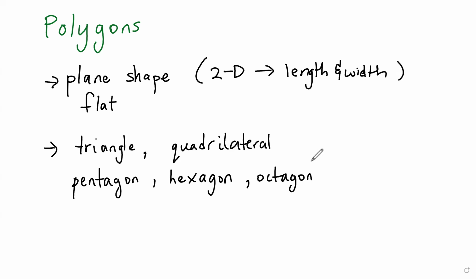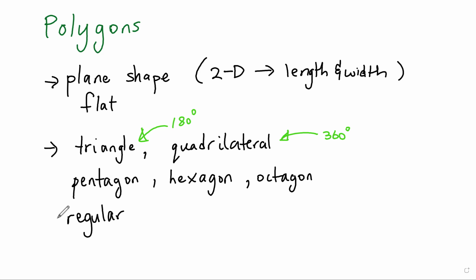What else? How many degrees do you have in a triangle? 180 degrees. That's right. So the sum of the interior angles in a triangle is 180 degrees. What about the sum of the interior angles in a quadrilateral? 360. Good. So these are some things about quadrilaterals.